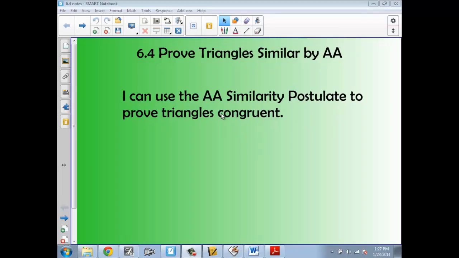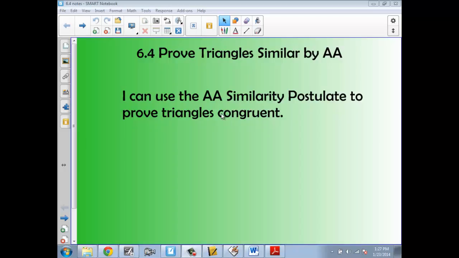Number one, I can write and solve proportions to solve problems. Can we write proportions? Yeah. Can we solve them? Yeah. We should be able to at this point in the game. We can use proportions to identify similar polygons. We've talked about writing proportions to identify similar polygons.